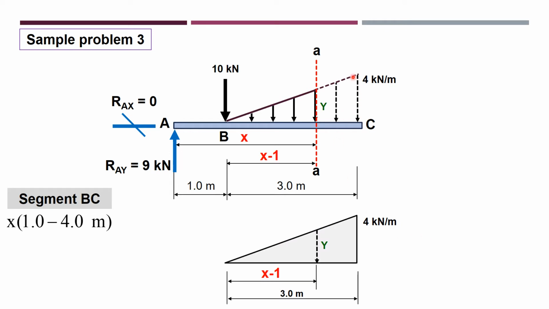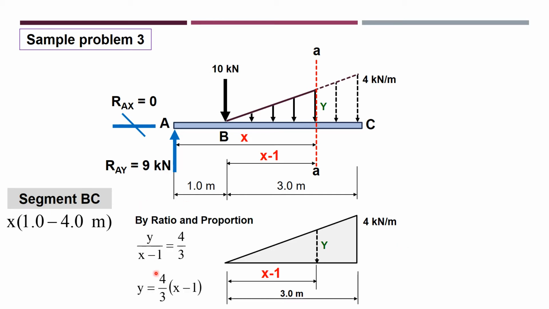So, yung triangle na to, representing the load, nag-drawing din ako dito. At ito din yung y na isosolve natin. Ito yung distance x minus 1, at yung distance na 3 meters between B and C. So, ito ang gagamitin natin for solving y using ratio and proportion.